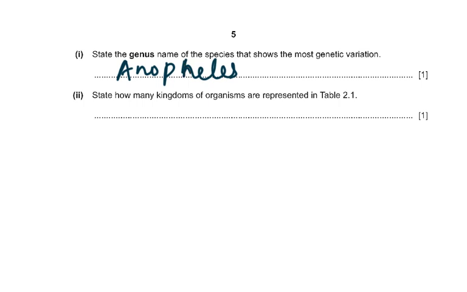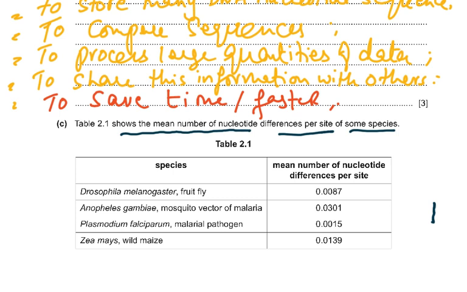State how many kingdoms of organisms are represented in table 2.1. There are 3. Let's look at the table again. So if you look at, what did it say? Anopheles has 0.30301 differences.